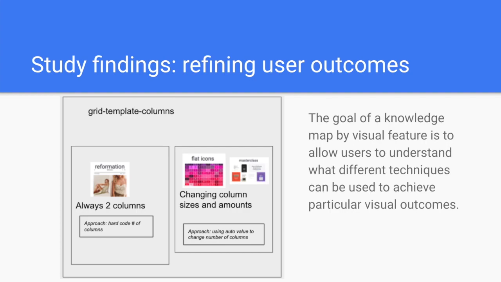However, the user did not correctly identify the approaches or understand the differences in approaches between the two sites with a shared similar visual outcome. This made it apparent that a challenge for users is understanding the relationship between all of the information, especially when there is a lack of structure given in the test. This helped us redefine our goal. The goal of a knowledge map by visual feature is to allow users to understand what different techniques can be used to achieve a particular visual outcome.